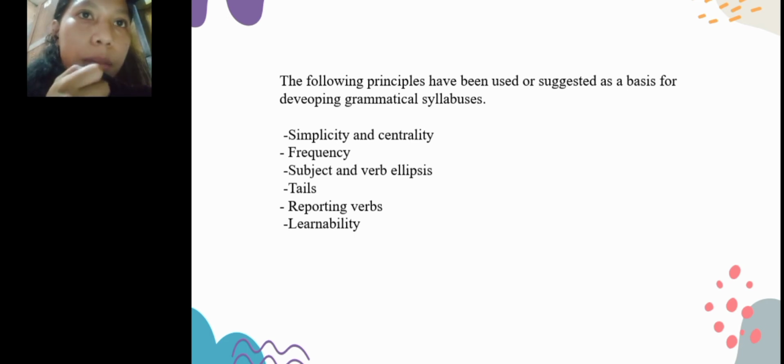1. Simplicity and certainty. 2. Frequency. 3. Subject and verb ellipses. 4. Tails. 5. Reporting verbs. 6. Learnability.